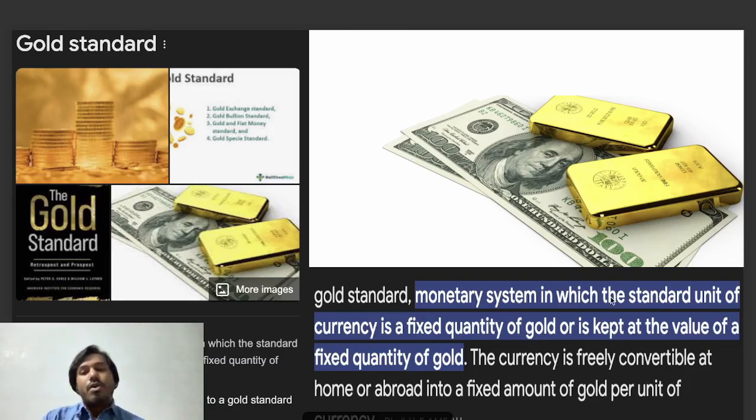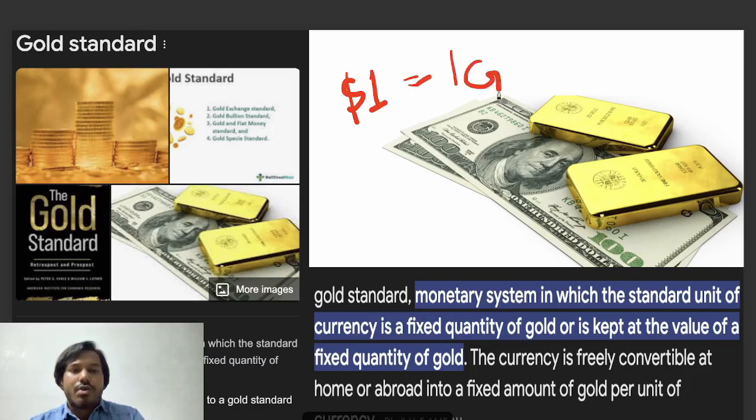So guys, before the US became the apex economy, the strongest economy, before the rise of the US, the countries around the world used a monetary system which they call the gold standard. What does the gold standard mean? Basically, the gold standard means that all of their currencies are backed by gold. Let's say $1 is equal to one gold. So this is the basic definition of the gold standard.